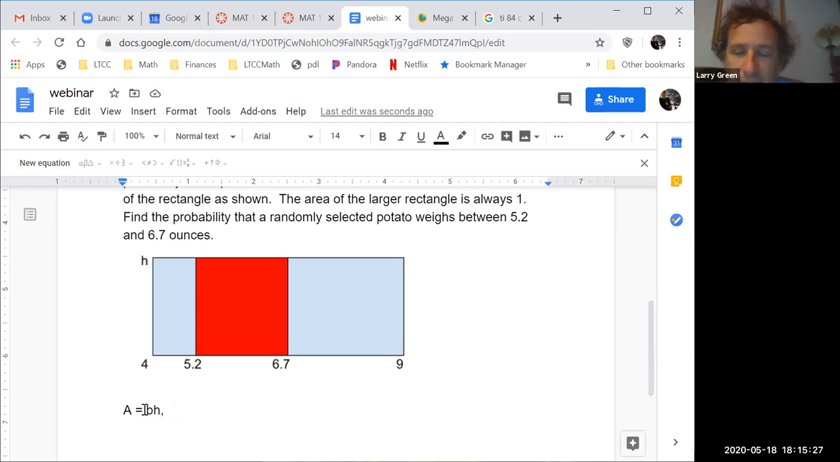Do we know the area? For the large rectangle, yeah, the area is 1 because it's given in the problem. It says the area of the larger rectangle is always 1. So I can write 1 for A. That's equal to the base of the large rectangle. How do I find the base of the large rectangle?